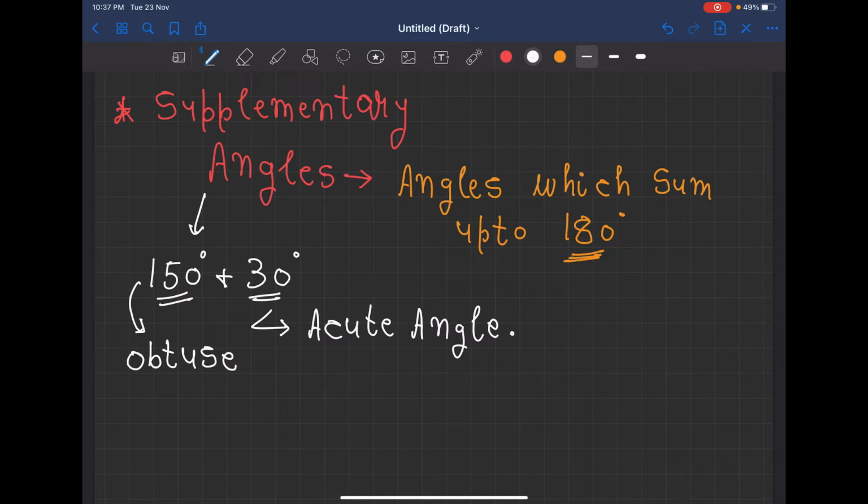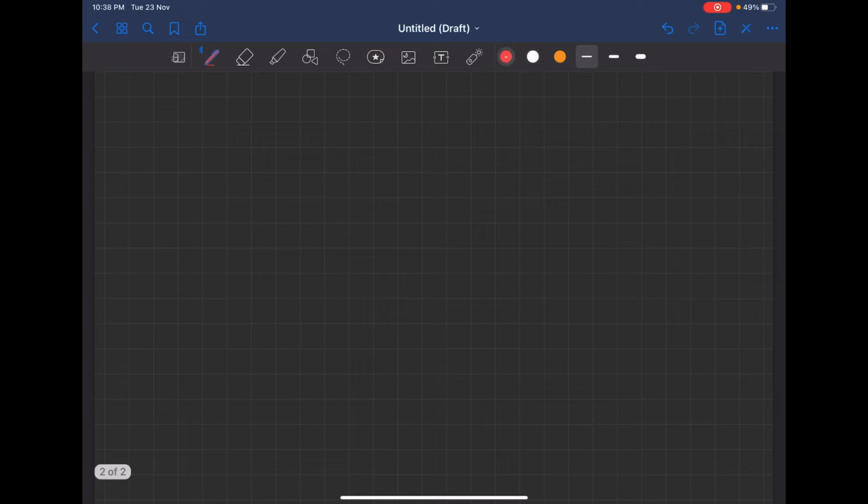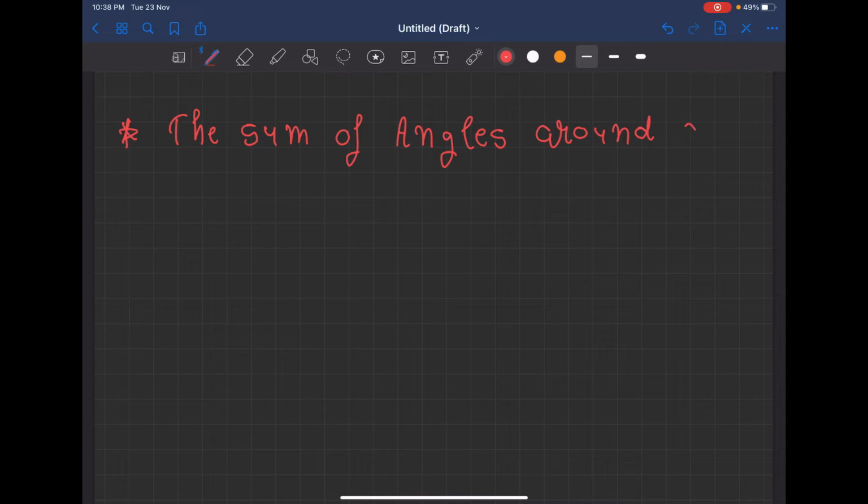Moving on to the next topic, we have some important points here. Please note it down that the sum of angles around a point is 360 degrees. So that's very obvious.